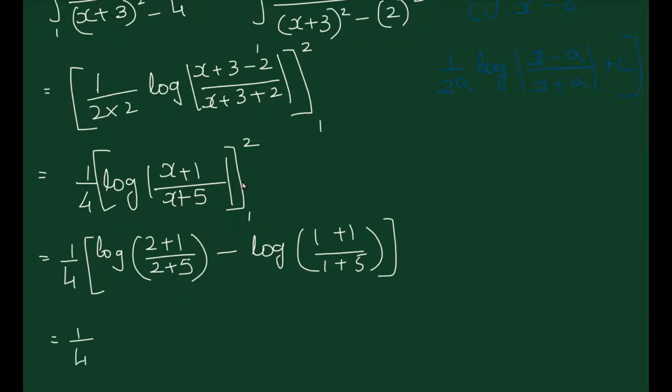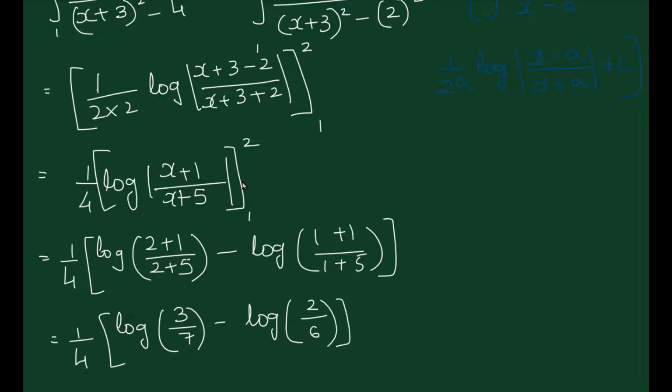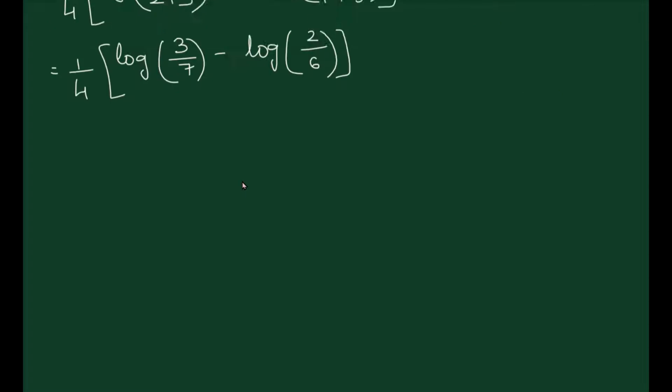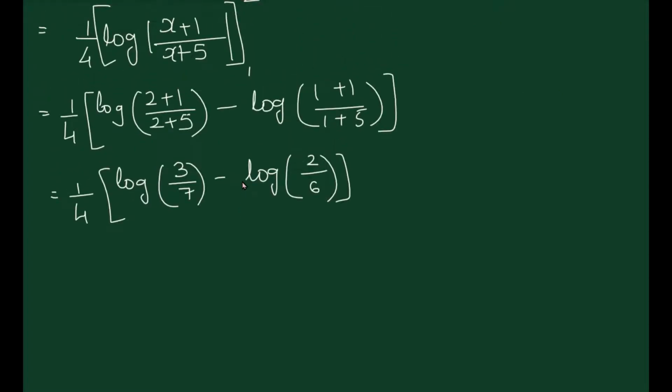Which gives us 1 upon 4 log of 3 upon 7 minus log of 1 upon, that is 2 upon 6 over here. And then in the next step, you know that when two logarithms are subtracted, you can combine them by dividing the first number by the second number. So over here, we are going to do this way, that is log of 3 upon 7.